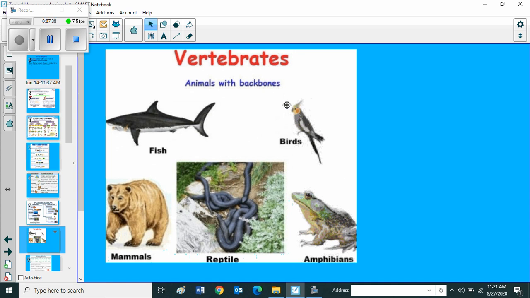Then vertebrates, animals with backbones. Examples: fish, birds, mammals, reptiles, and amphibians.